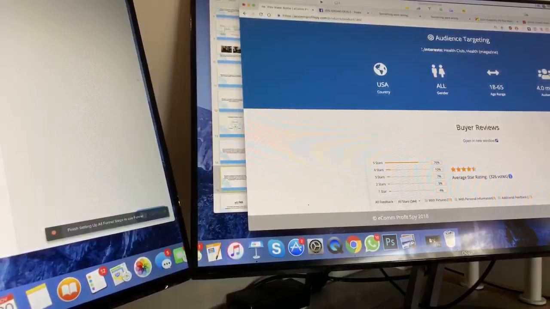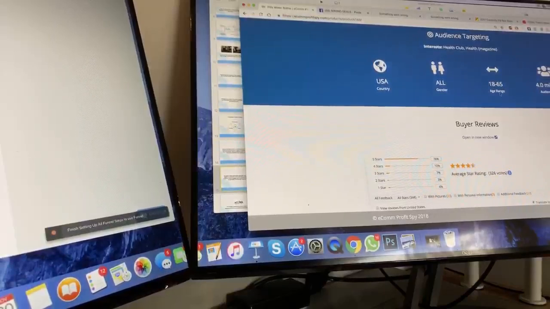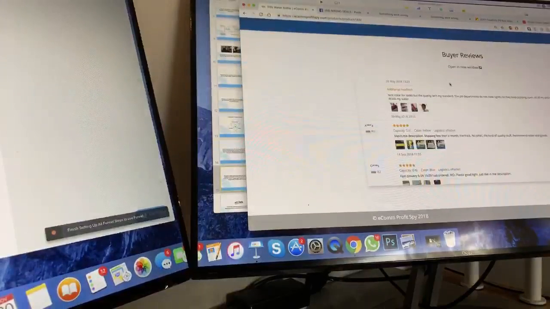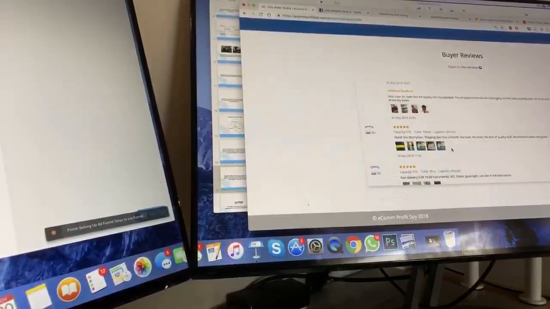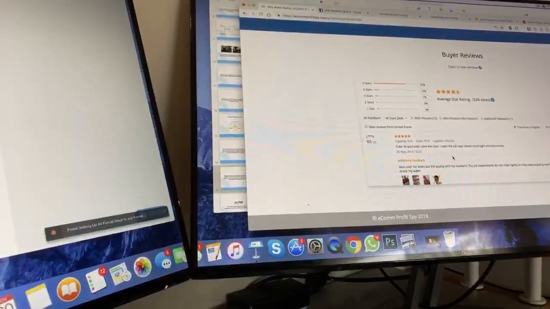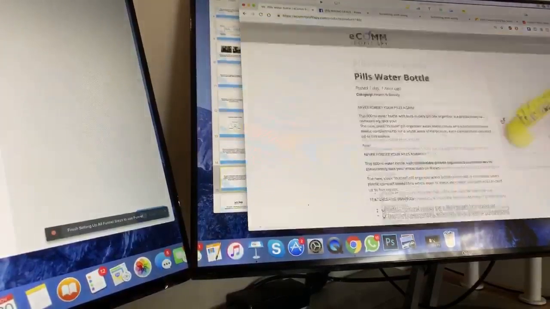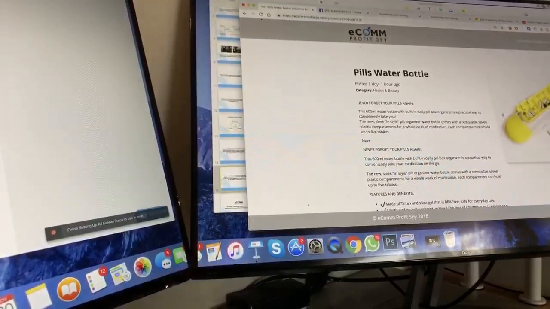And I said beforehand, this is gonna be perfect for people that are into the health section. So you can target like Health Magazine or health clubs, all right? And the age range is pretty wide, which is fair enough. And you can target both genders. But last but not least, you can also see a lot of buyer reviews, which essentially, if you're selling the same product, you can have these same reviews on your website as well, right? Because you're selling the same product, all right?